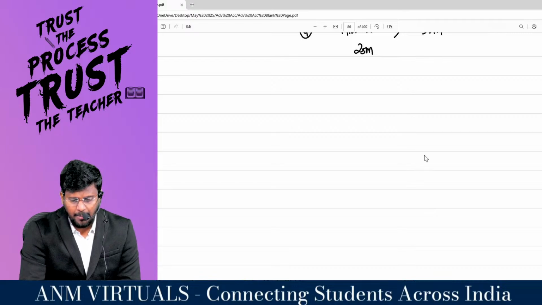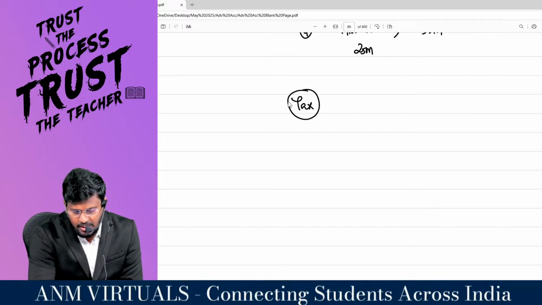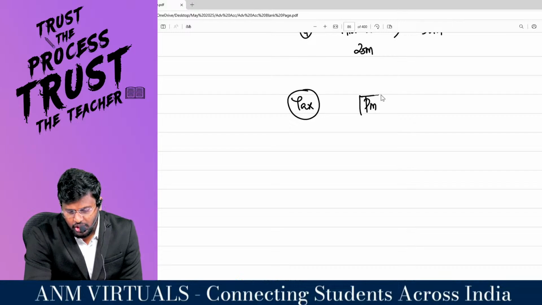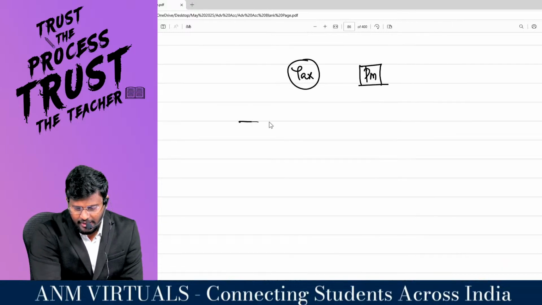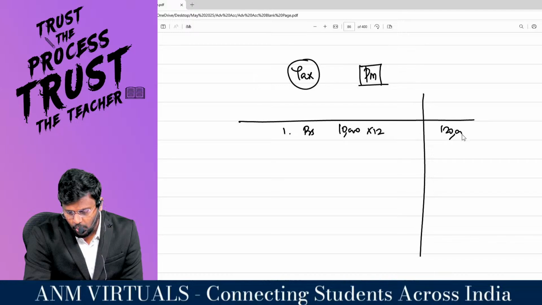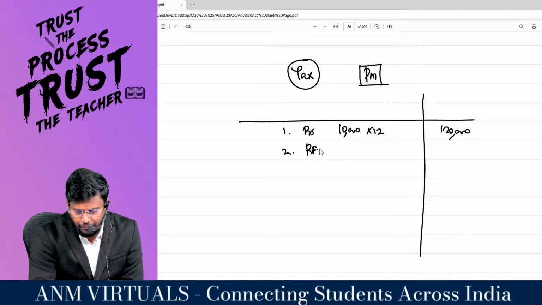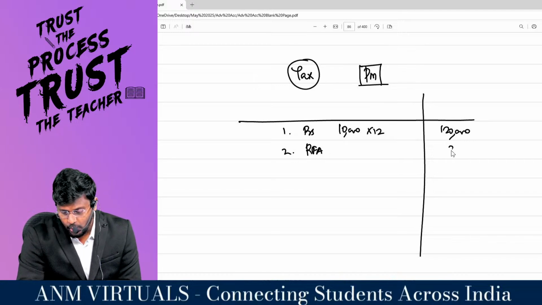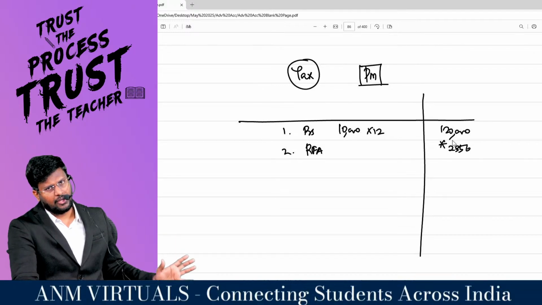Costing means there are step marks. But in tax, there is a concept called provision mark. Provision mark in the sense means, if you are writing very simply, for example, basic salary is 10,000 into 12, 1,20,000. Okay, fine. Number 2 is HRA. You will be calculating some HRA. You are getting 2,356 HRA, for example. You have to write the provision for the HRA.